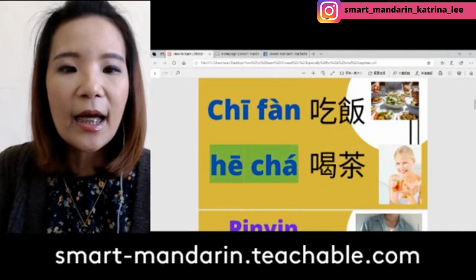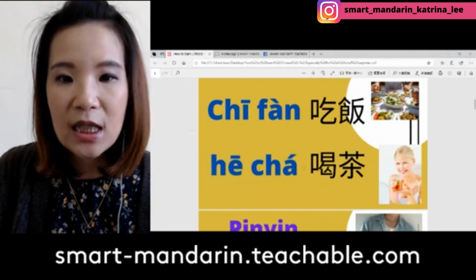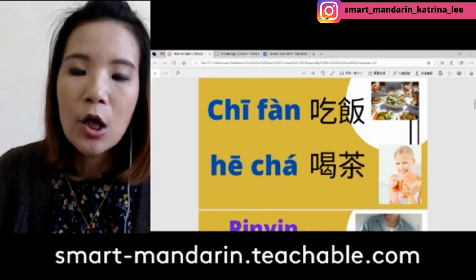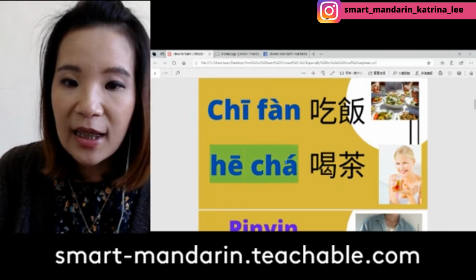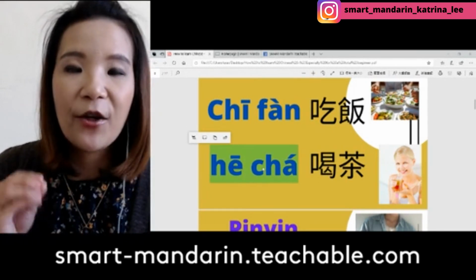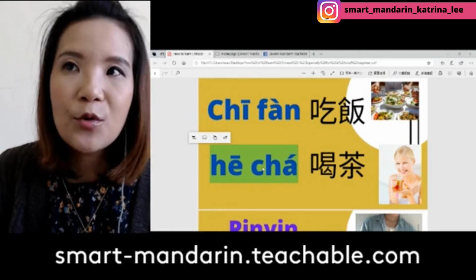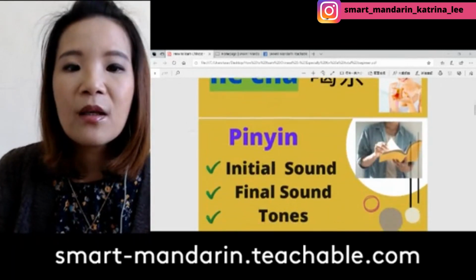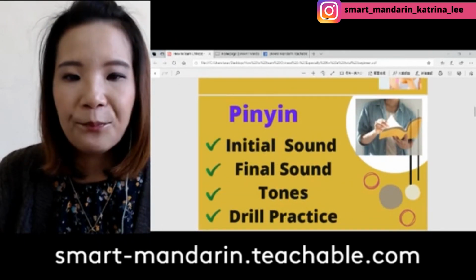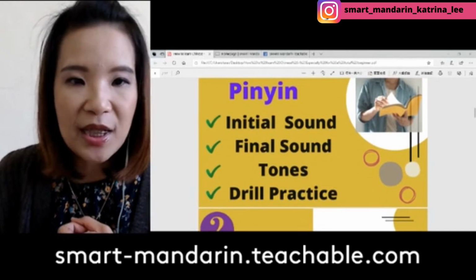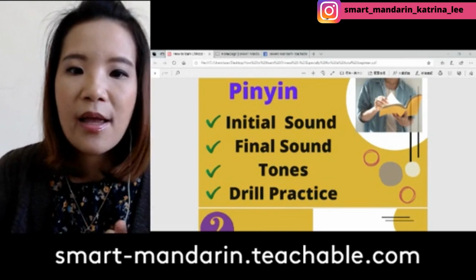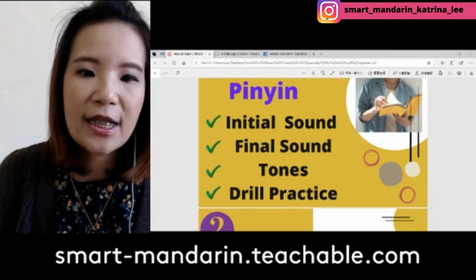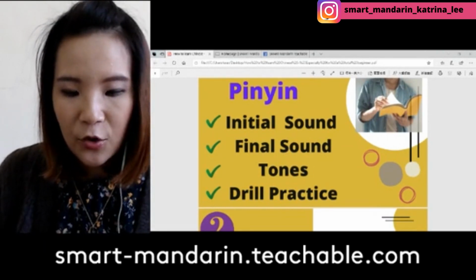And the other example is 喝茶, to drink tea. 喝 means to drink, 茶 is tea, so drink tea. Again, this is pinyin. I just showed you what pinyin is. It's very sound intuitive, but there are some tricky sounds you need to learn how to spell or pronounce when you see them. So what do you have to learn in pinyin? In pinyin, you have initial sounds, final sounds, and tones. And you have to practice, do the drill practice.